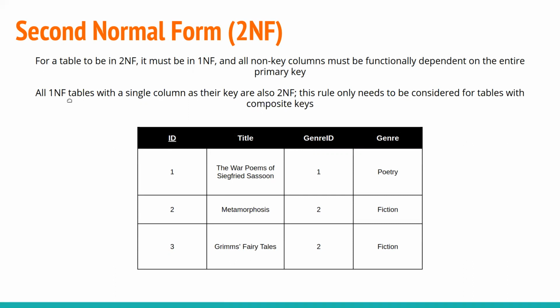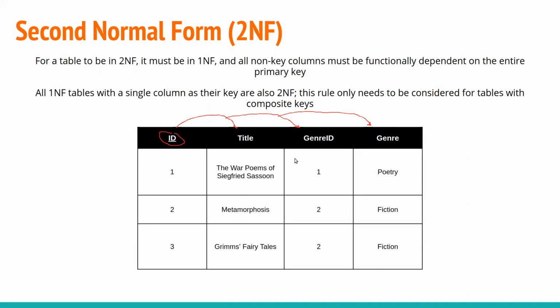So let's look at this. Here's our table. We made it, it is in first normal form, right? None of its columns contain multiple values. So if we go through this rule, for a table to be in 2NF, it must be in 1NF, and this table is in first normal form. And all of its non-key columns must be functionally dependent on the entire primary key. That means that ID, the primary key, and that's the entire primary key, must uniquely determine title, genre ID, and genre.